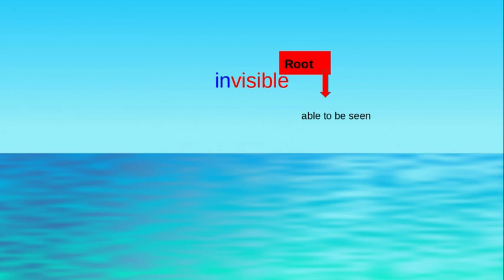Now we're going to move on to a similar prefix, but let's start with a familiar root word. Let's use the word visible. Visible is our root. We know visible means able to be seen. Here we're putting in in front of our root. That's our new prefix, in. It creates a new word, invisible.